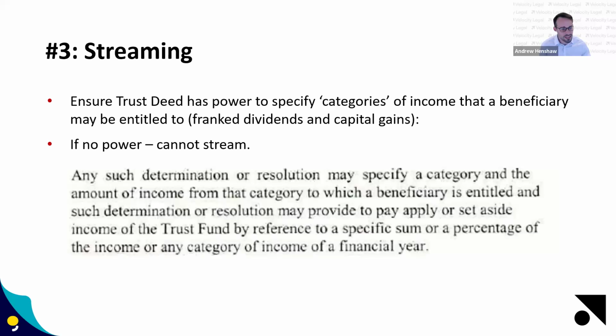This is an old deed. What it says is any determination can specify a category and the amount of income from that category. I think that's enough to say, well, the category is franked dividend, and this is the amount from the franked dividend.